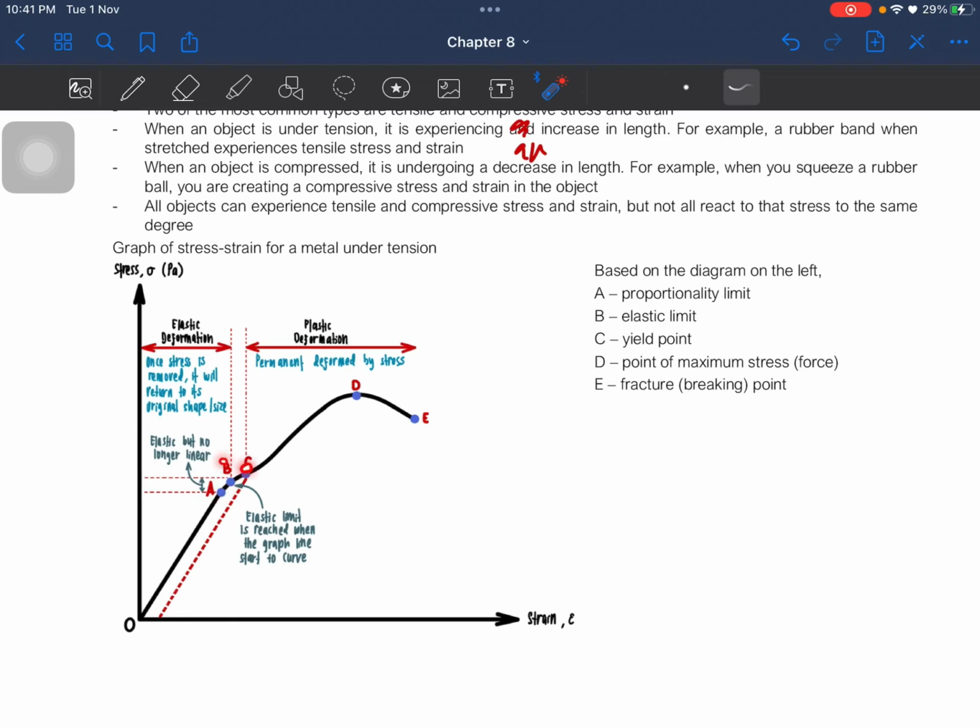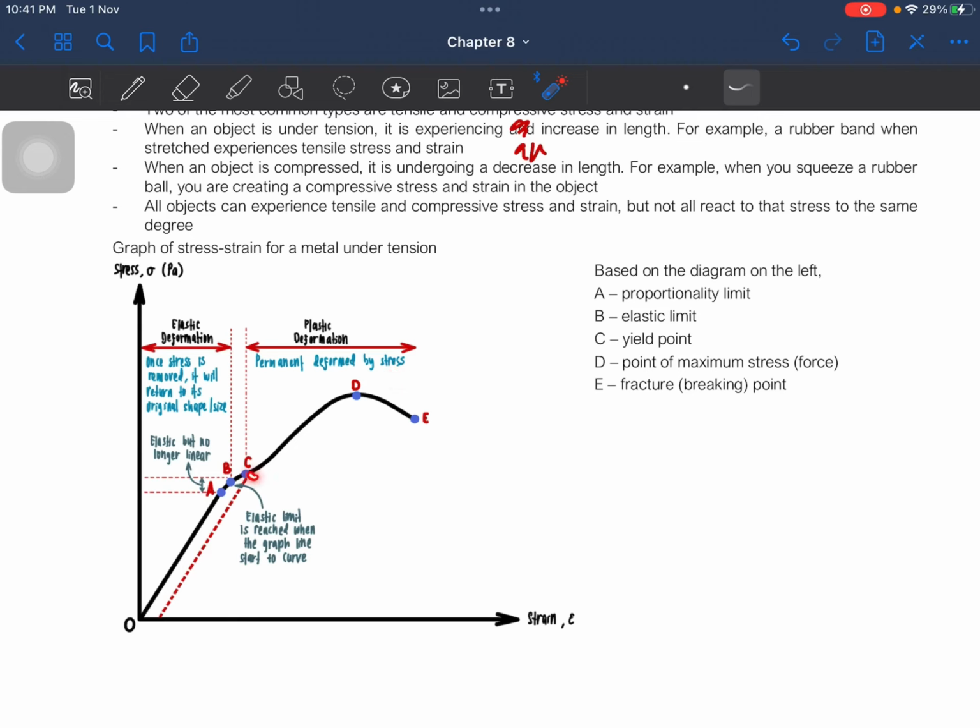From point B to point C, so basically this part of the graph is what we call the elastic deformation. If the stress is removed, it will return to its original shape or size. But after point B, we call it plastic deformation. This is where permanent deformation occurs due to stress.